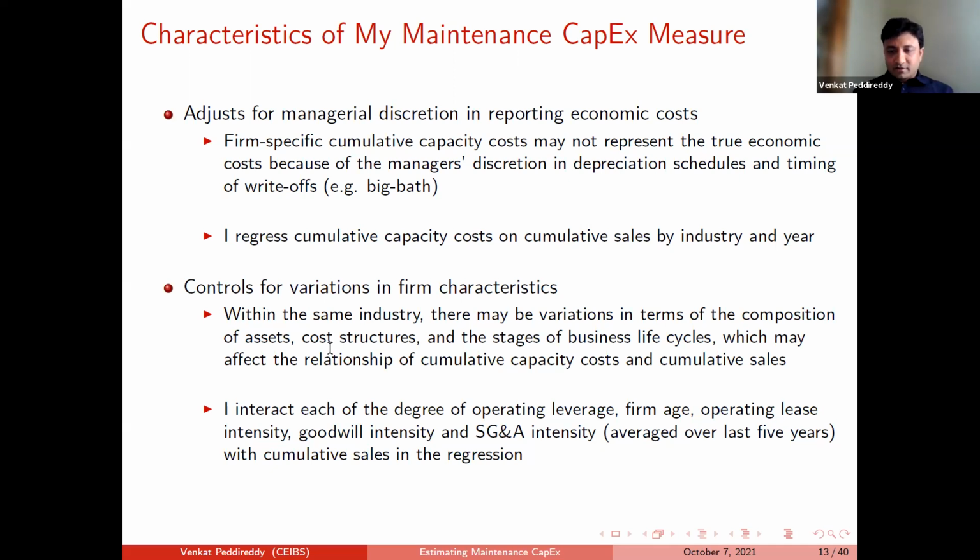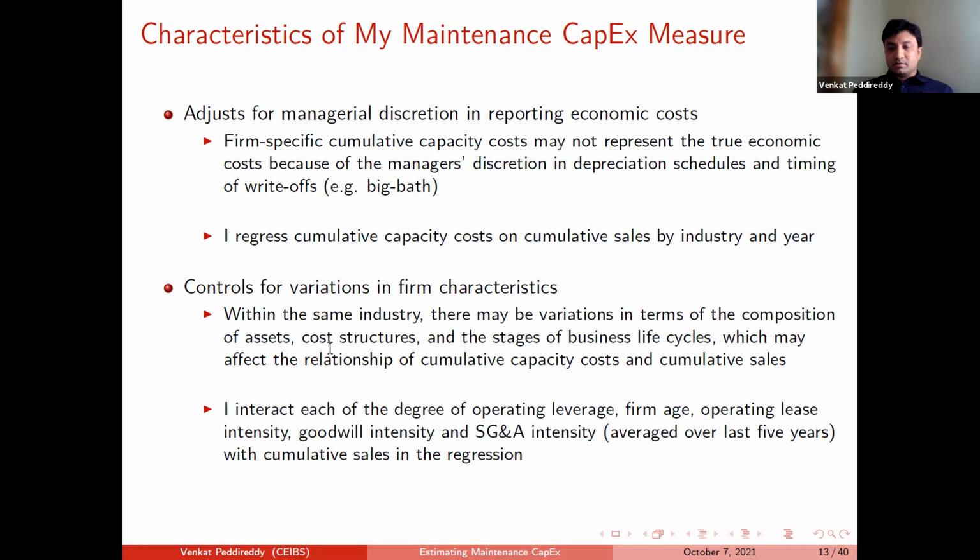So what I do is I kind of look at 5 broad measures of firm characteristics, which might broadly define the variations among firms in the same industry. And these are operating leverage, degree of operating leverage, firm age, operating lease intensity, goodwill intensity, and SG&A intensity. The idea is really like, if I just sit down and think, okay, how can 2 firms differ from each other broadly? I could say, okay, the way they grew, organic versus acquisitions. Second thing is, okay, 2 firms, same industry, one outsources the manufacturing, the other manufactures in-house, right? So they could have different level of degree of operating leverage.